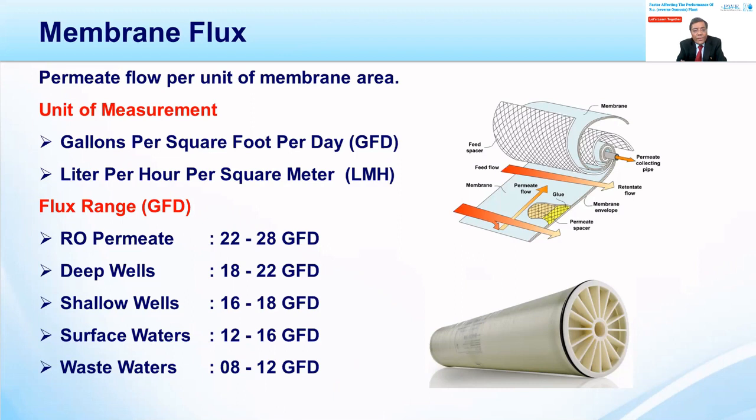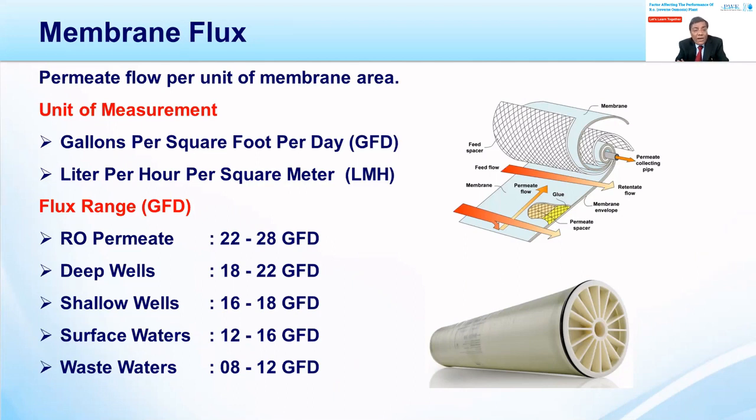And these are the two parameters which are recommended while we design the RO system. The RO permeate flux range, if we are using a double pass RO system, where from one RO plant we are recycling into the second RO plant, then we can operate at a high flux, and that is 22 to 28 GFD, gallons per square feet per day.